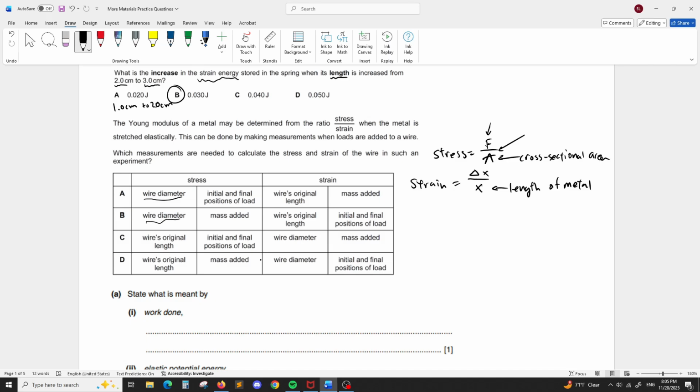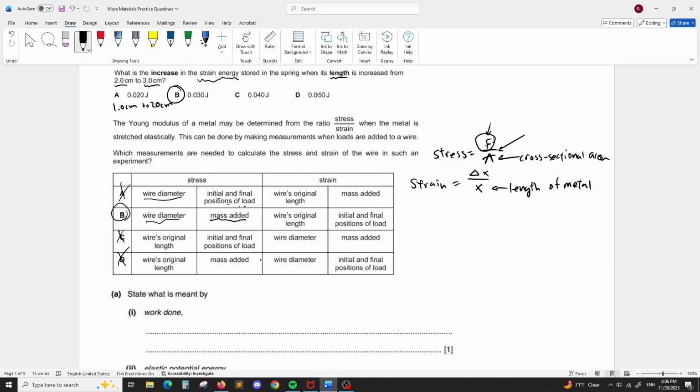So when we look at these two choices, it's not necessarily true that we need those, because we don't need the length for stress. We only need the cross-sectional area. Additionally, another part of stress is the force, right? So the initial and final positions of the load. Well, we don't really need to measure the initial and final positions of the load. We only need to know the mass added, right? It turns out this is the only answer.